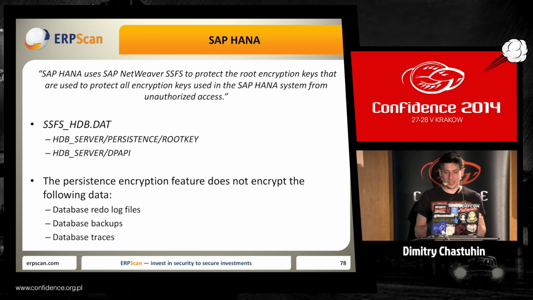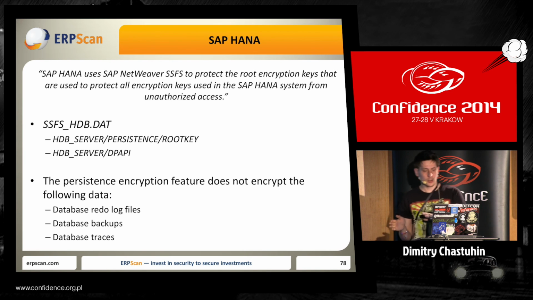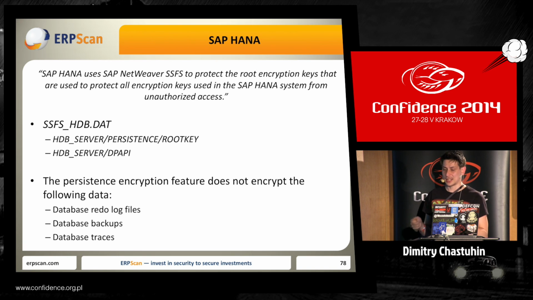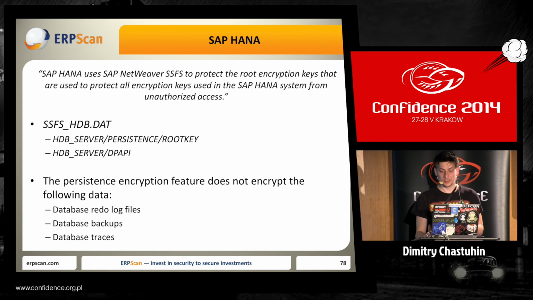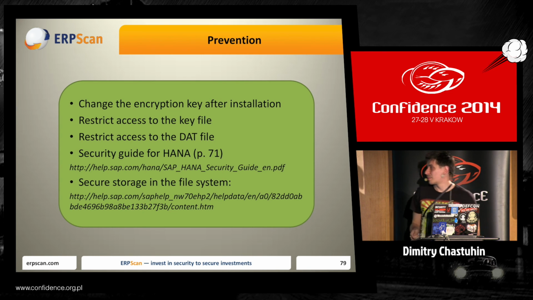Also, the API key plays a role: this API key is used as a signature in some internal API requests. And also the persistent encryption feature does not encrypt the log files, backups, and trace files. And as we know, in log and trace files it is also possible to find encrypted passwords. And the prevention: change the encryption key after installation and restrict access to the key file and security storage.